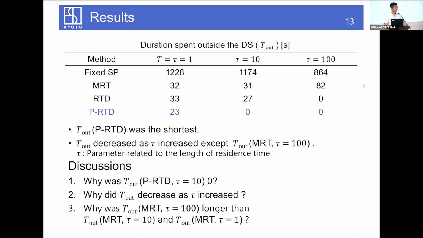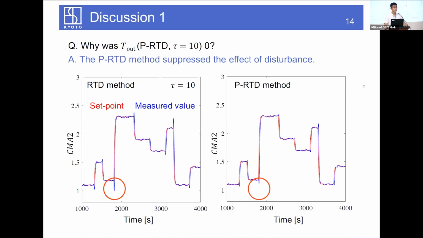This is because this time CMA1 and CMA2 are negatively correlated. So when CMA1 increases, a disturbance is added that decreases CMA2. It can be seen that a disturbance such as a horn-like shape is smaller in the right figure than in the left figure. This suggests that PRTD method suppresses the effect of disturbances better than other methods and keeps CMAs within the DS.